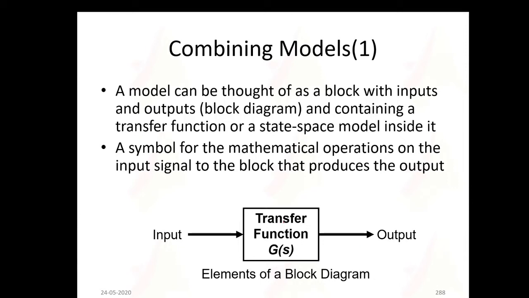So how are we going to combine the models? The model can be thought of as a block, with the inputs and the outputs, and containing the transfer function or state space model inside it. A symbol for the mathematical operations on the input block to the block produces the output. Okay, this is the elements of the block diagram.